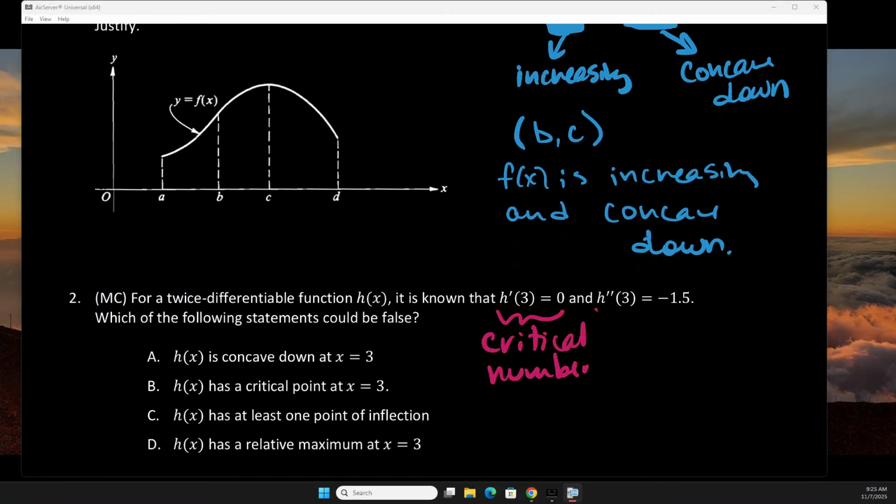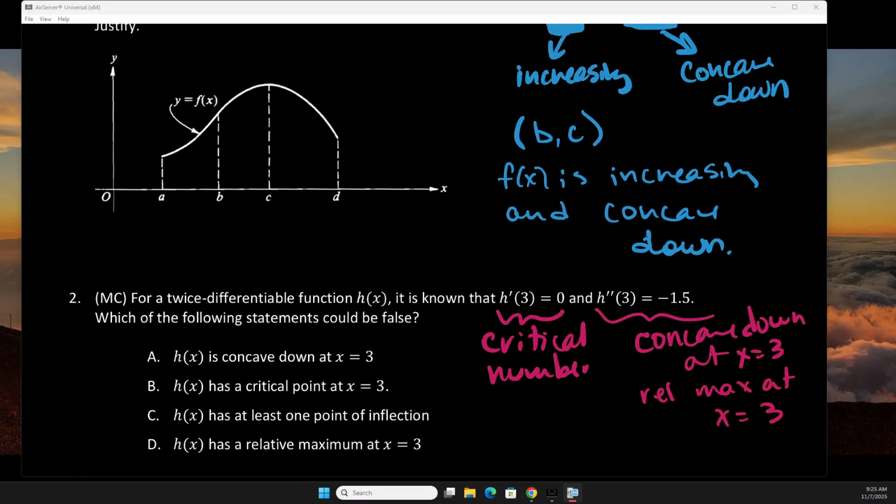And h double prime of 3 is negative 1.5. Concave down at 3 also means there is a relative max at 3. Okay, and we've answered the question. So which of the following statements could be false?